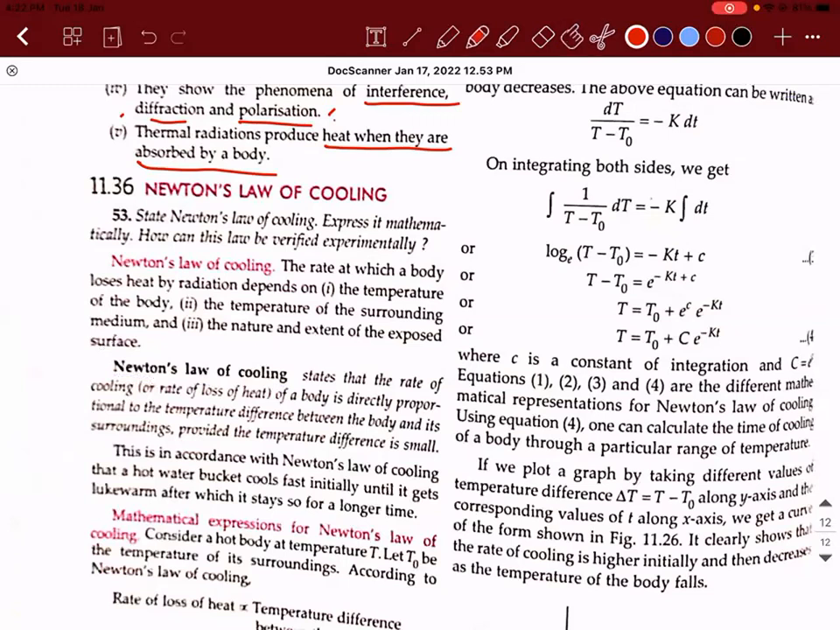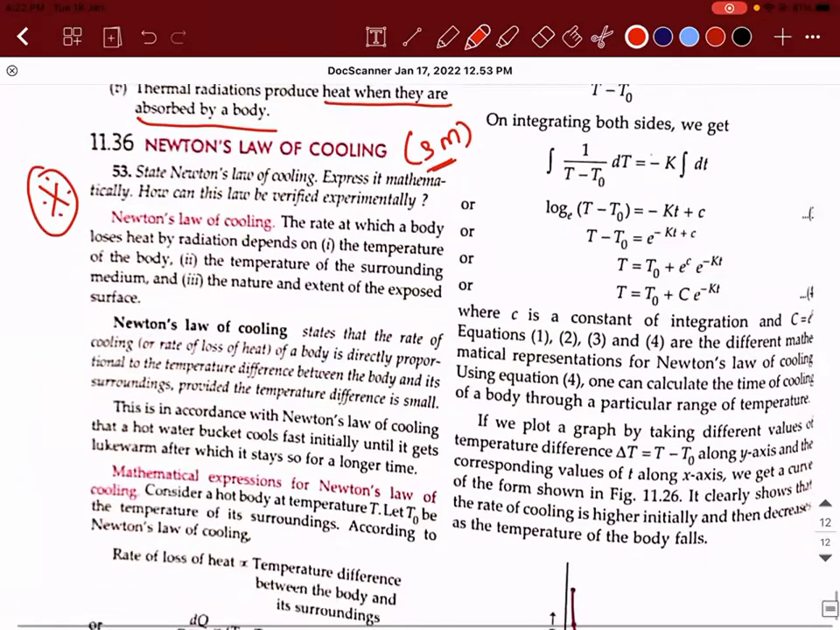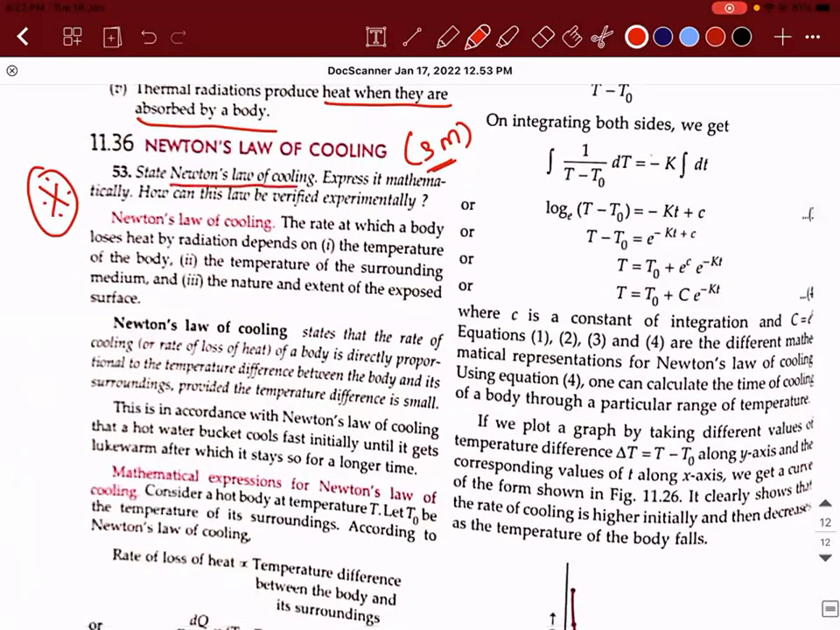The concept which is important from the exam perspective is this: it can be a 3-mark question. Define Newton's law of cooling and derive an expression for it. So what is Newton's law of cooling? The name itself is telling you. Newton is the name of a scientist, and he has proposed a law of something getting chilled.